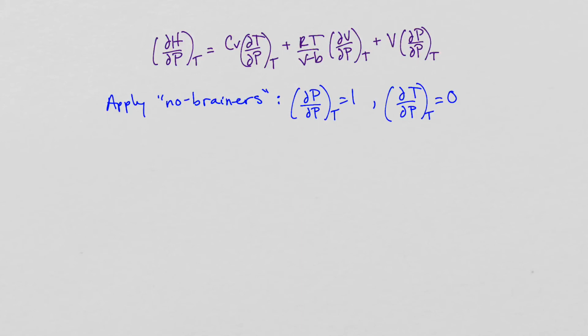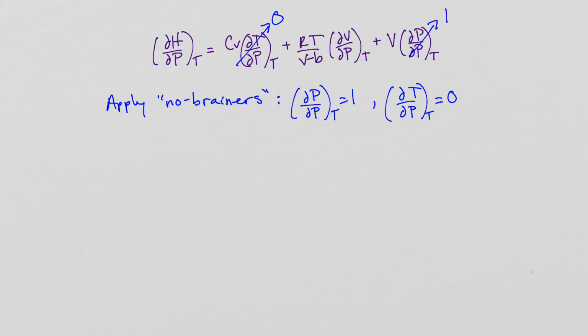So what we end up with then is that our dT/dP at constant temperature is going to disappear. So that's going to be 0, right? Obviously no change in temperature at constant temperature. And then we have that dP/dP at constant temperature. Here that is going to just go to 1, right? Basically 1 over 1. Okay, so that makes things a touch nicer.